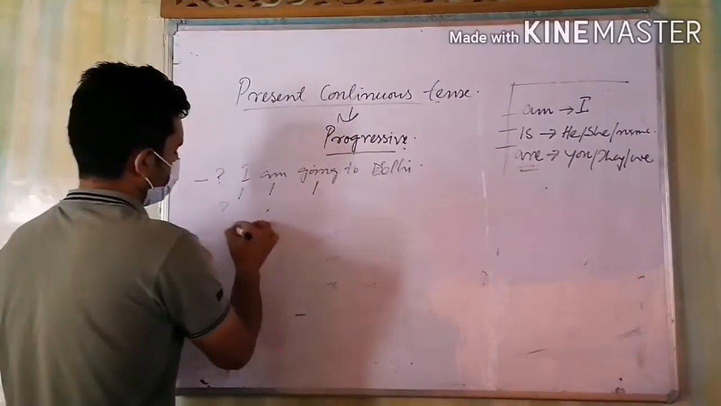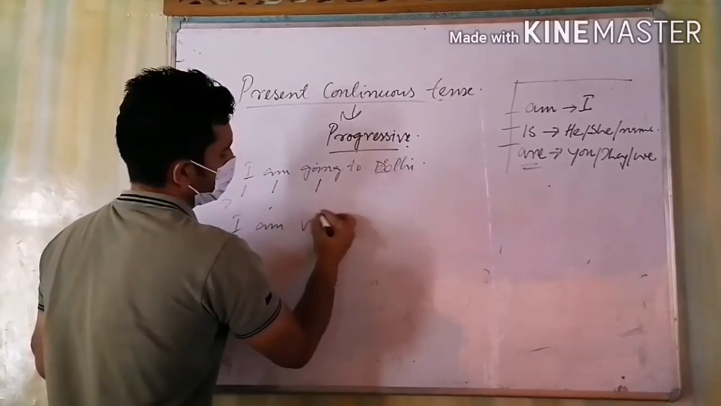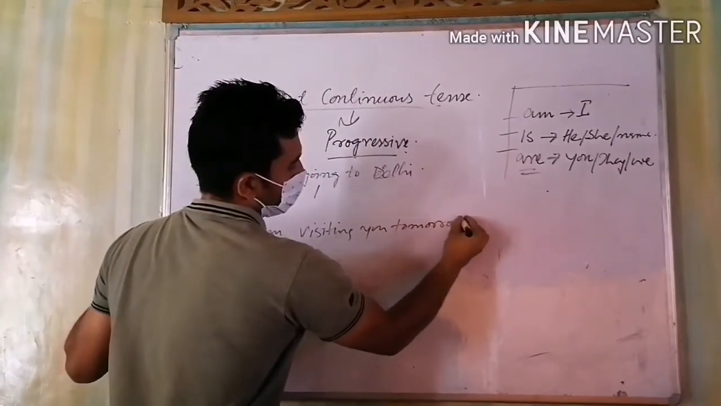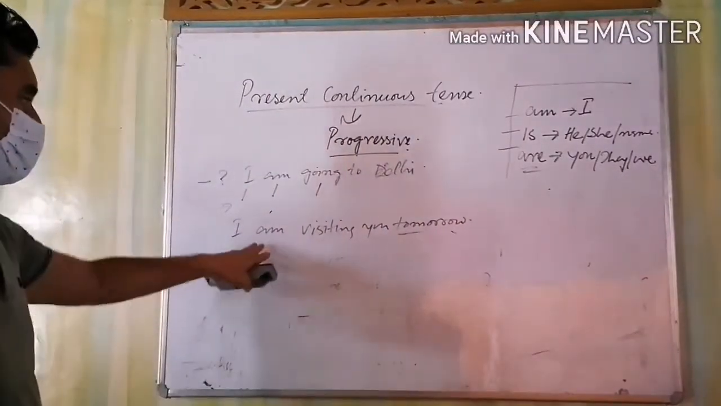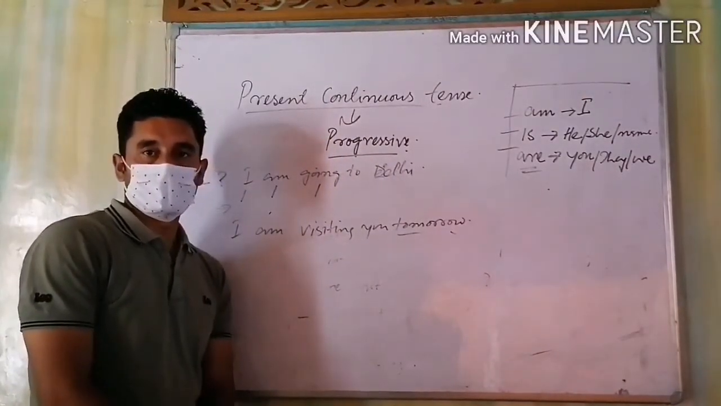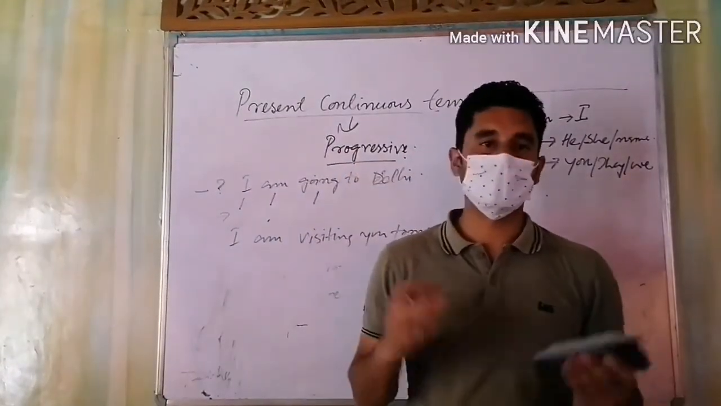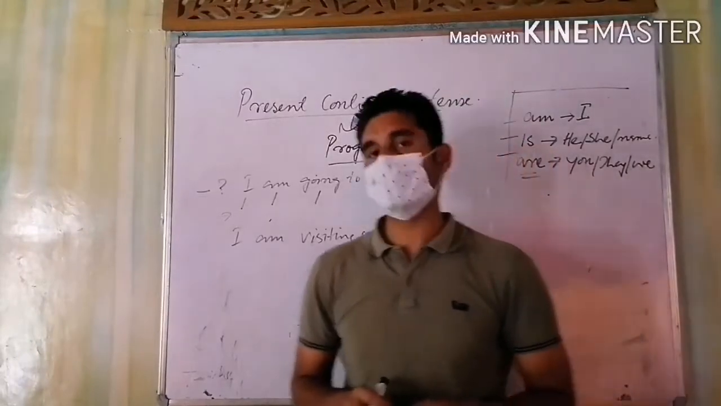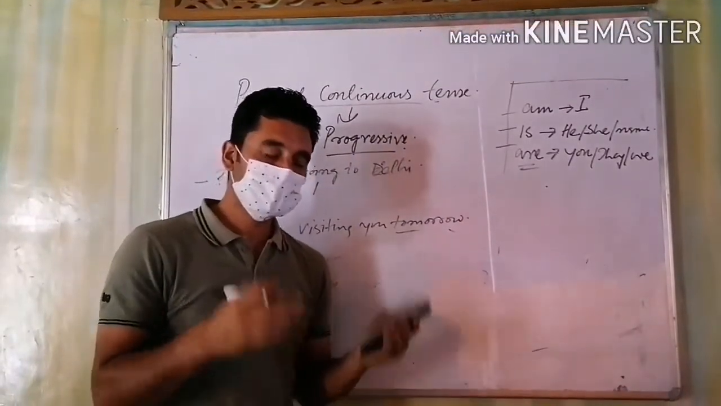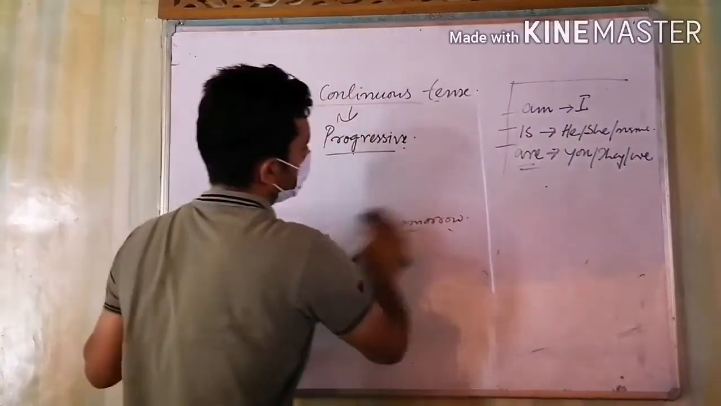Or we can say, I am visiting you tomorrow. This, once again, from the structure, looks like a present continuous tense, but it's not. Such kinds of sentences can be understood while having a conversation, and you can make a difference. All right. So in general, present continuous tenses are used for ongoing actions, those actions which are continuous at the time of speaking. All right. This is about present continuous tense.